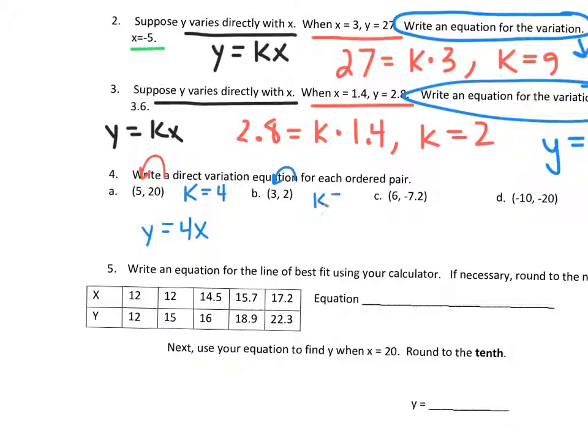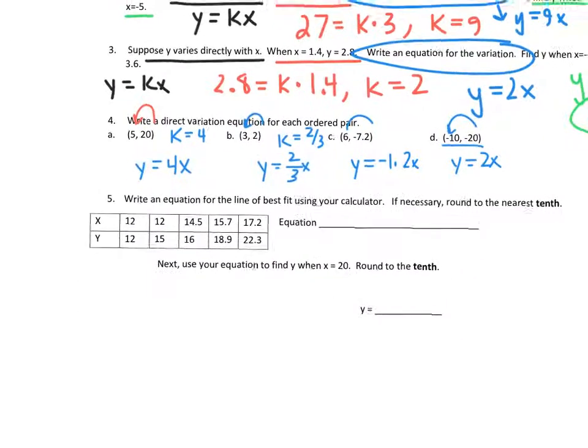So this one, k is 2/3, so my equation is y equals 2/3 x. Negative 7.2 divided by 6 is negative 1.2, so y equals negative 1.2x. And then your k would be 2, so y equals 2x, because y divided by x is k.